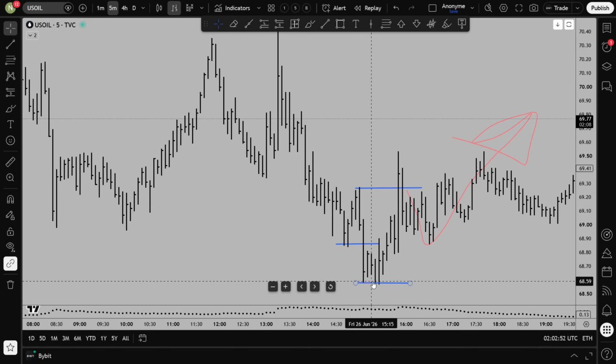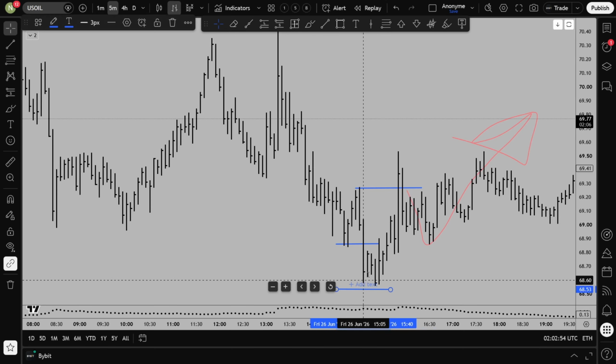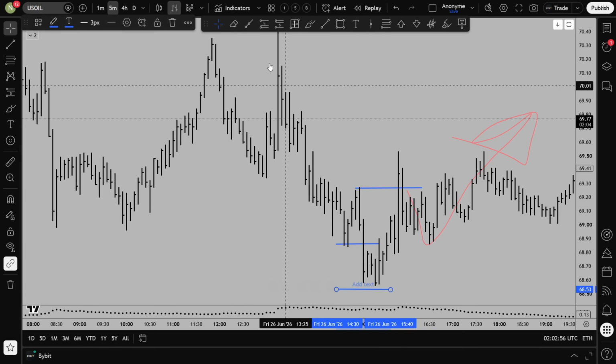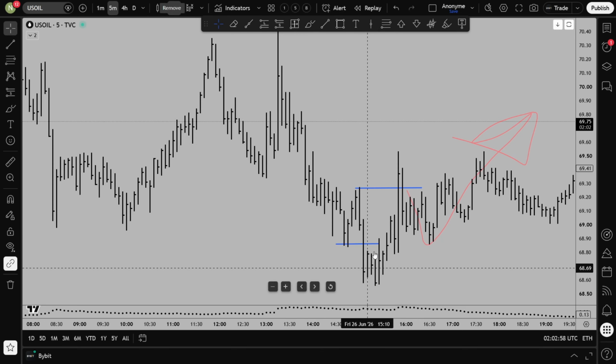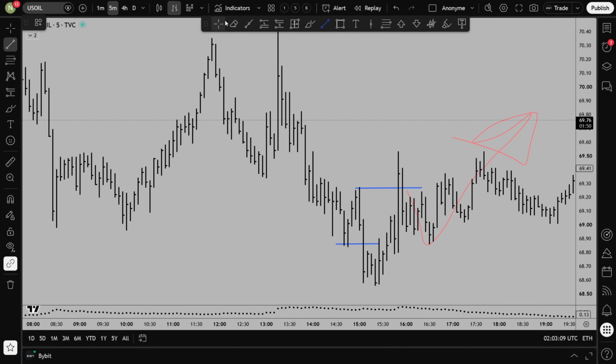Why didn't I choose, for example, this one? Because this one is very small. It's not a big impulse. You could also have rules on what an impulse is, on what is a break of structure and what it's not.